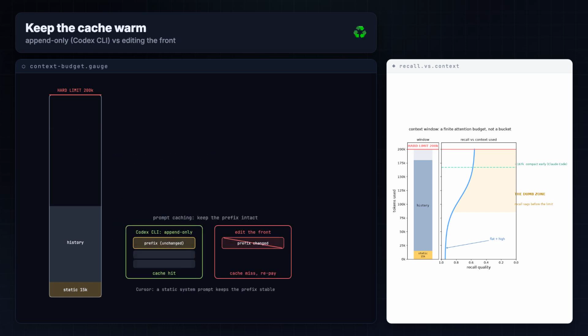And on the caching side, Codex CLI never rewrites its history. It only appends, so the old prompt stays an exact prefix of the new one and the cache keeps hitting. Cursor does the cousin move, a static system prompt, so the cached prefix never breaks. Change the tools or the model mid-run, and you bust the cache and repay the whole prefill.